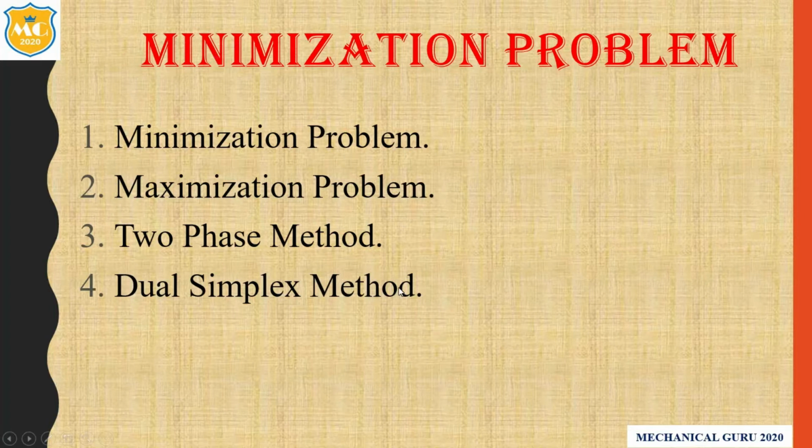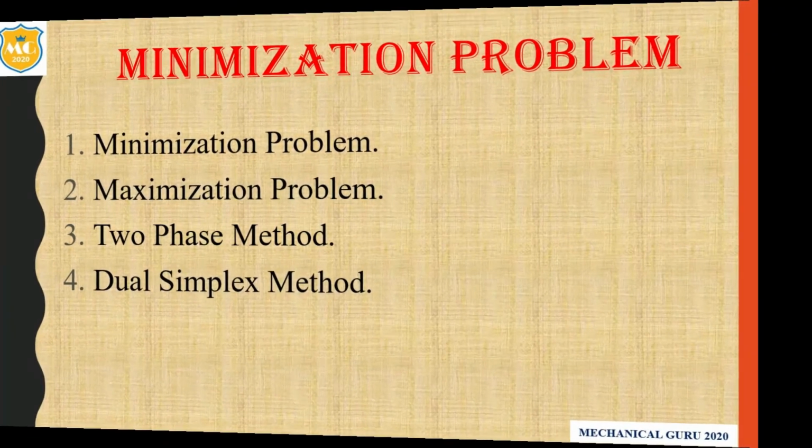In the dual simplex method, for a minimization problem, all signs should be greater than or equal to. If any sign is less than or equal to, we first have to convert it to greater than or equal to, and then we can solve by the dual simplex method. Let's see the example.